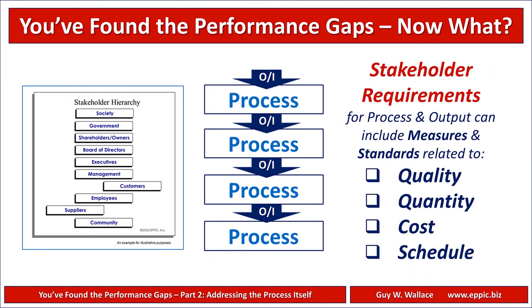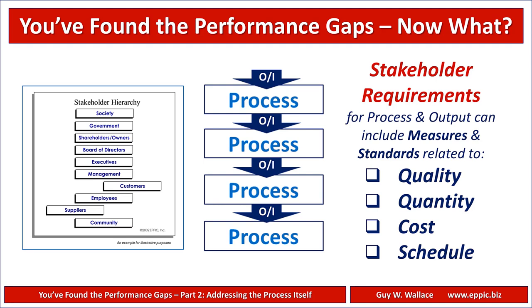So if stakeholder requirements are set by the stakeholders for the processes, the measures and standards of those requirements usually relate to these four, and sometimes a fifth one: quality, quantity, cost, and schedule. You've heard these before. But you might add safety into the mix. And of course, every enterprise is a little bit different, and they might use different language to express these measures. And they might have specific standards for each of these. For cost, they might say it's between a dollar and a dollar two, or German marks, or whatever currency you use.